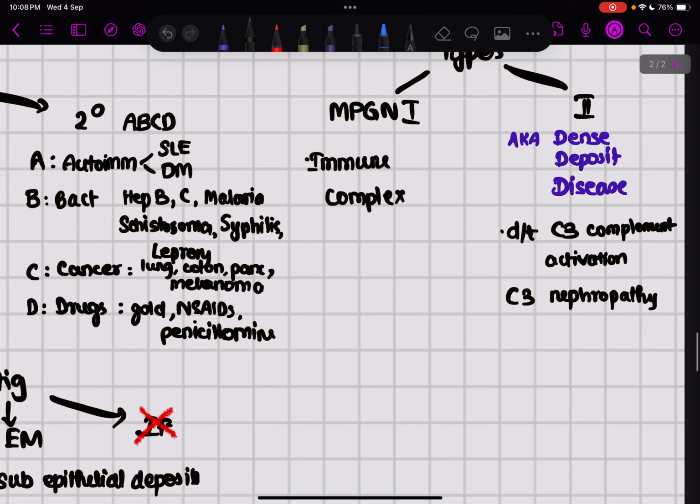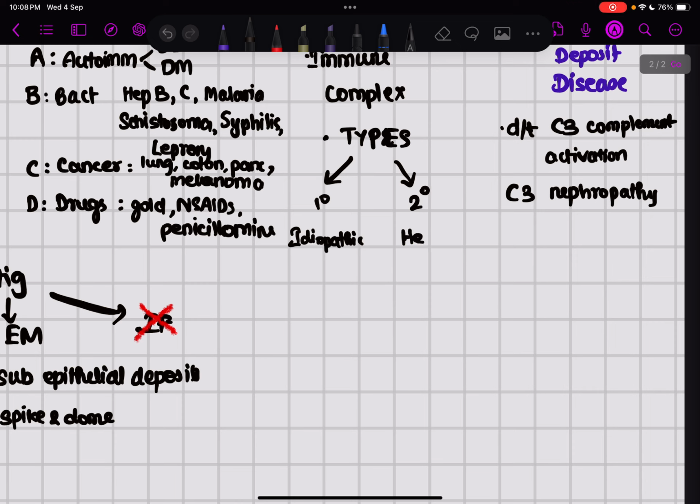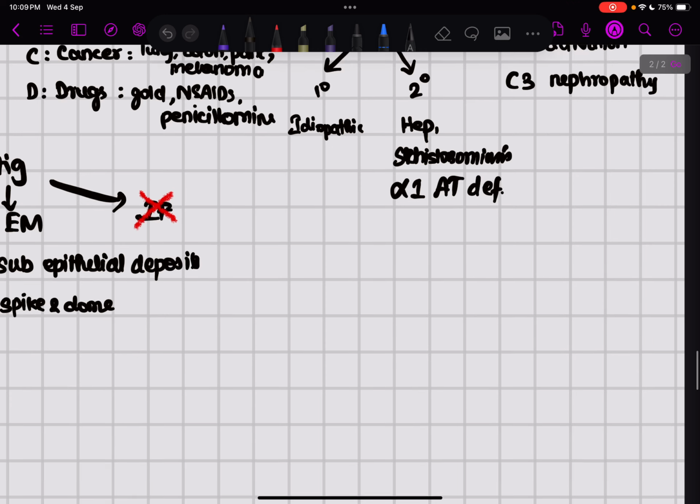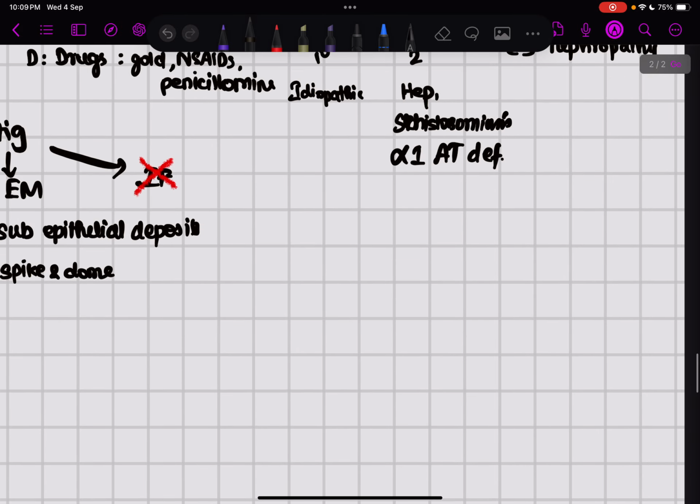Immune complex deposition is of two types, primary and secondary. Here also primary is idiopathic, whereas secondary is due to, again, hepatitis, schistosomiasis, alpha 1 antitrypsin deficiency. Now the microscopy, let it be common.